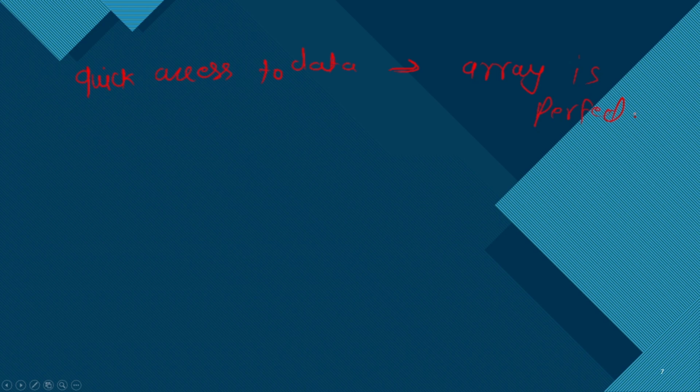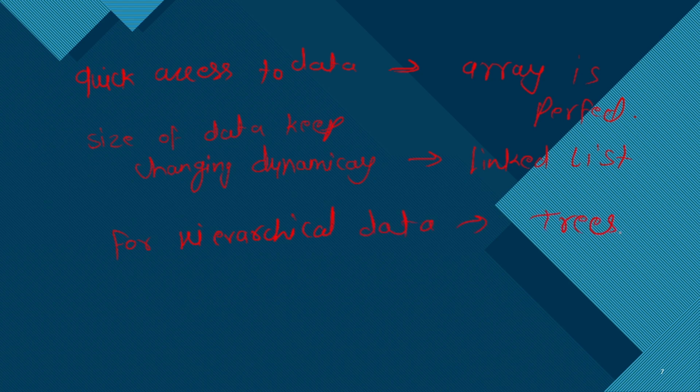The next is if the size of data keeps changing dynamically. In this scenario, in this problem statement, we use a linked list. And for representing hierarchical data like a family tree, we use a tree, because it is not in sequential order.